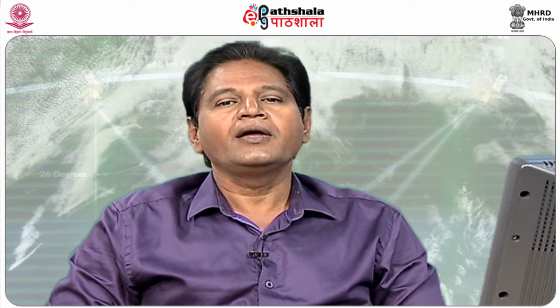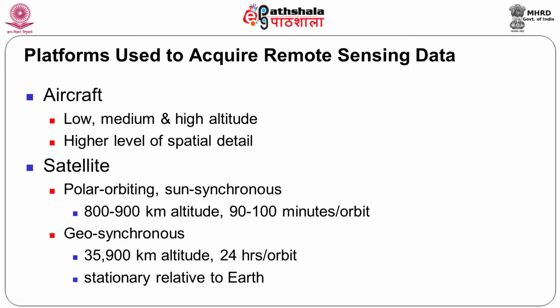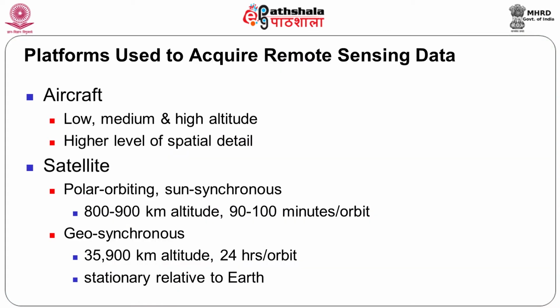As the name indicates, polar orbiting means it will be going around from one pole to another, say from North Pole to South Pole and so on. Whereas the other type of satellite, which is equally important for various applications, is called the geostationary satellite. As the name indicates, it is stationed towards a particular part of the Earth, at an altitude of 35,900 kilometers, or roughly 36,000 kilometers.